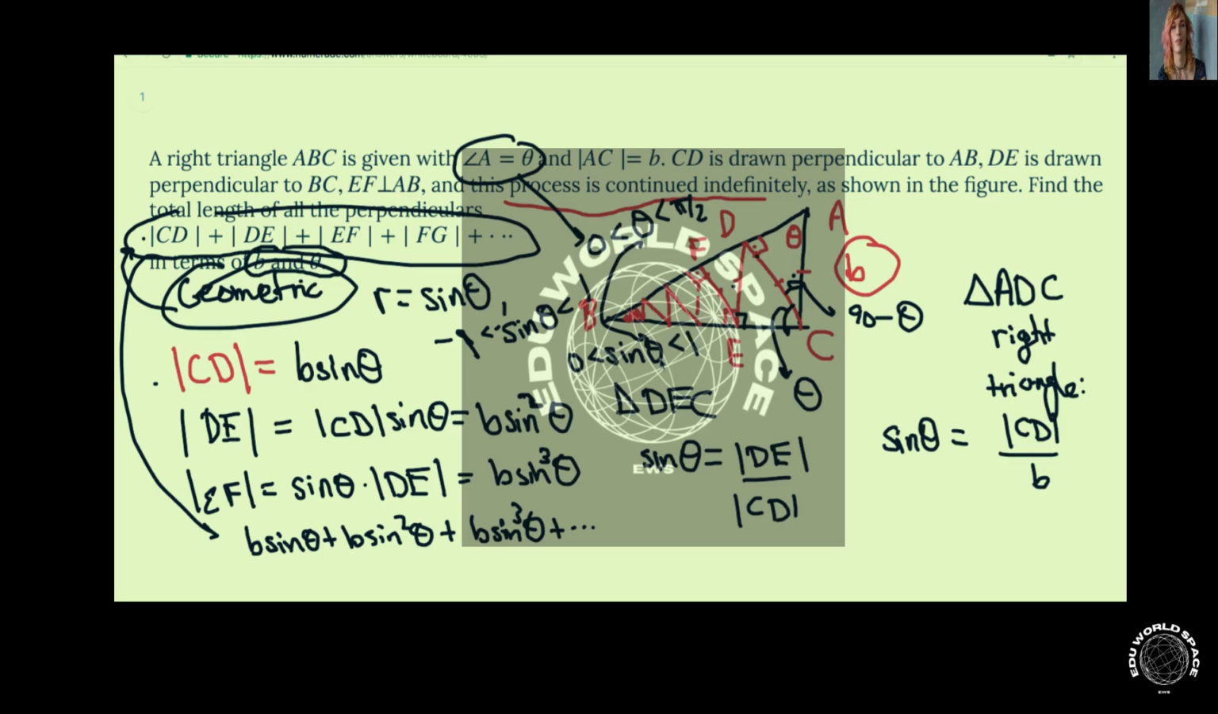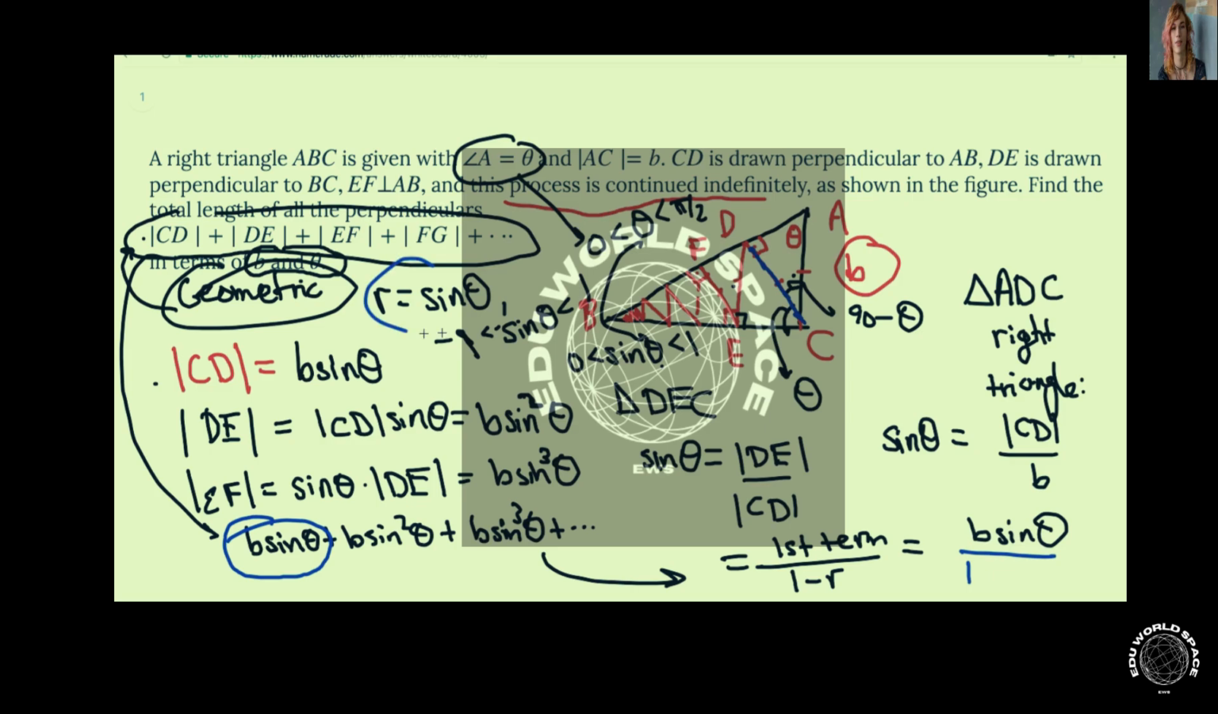So this will converge. And then the final answer is to use the formula for the convergent geometric series. It's the first term of the series, and then you just divide by 1 minus r. So in our problem, the first term is B sine theta. We can see that that was the length of the first term, the first side, the longest one over here. And then we just divide by 1 minus r, and we said r was sine theta, so 1 minus sine theta, and that's our final answer. That's the sum of the length of the perpendiculars.